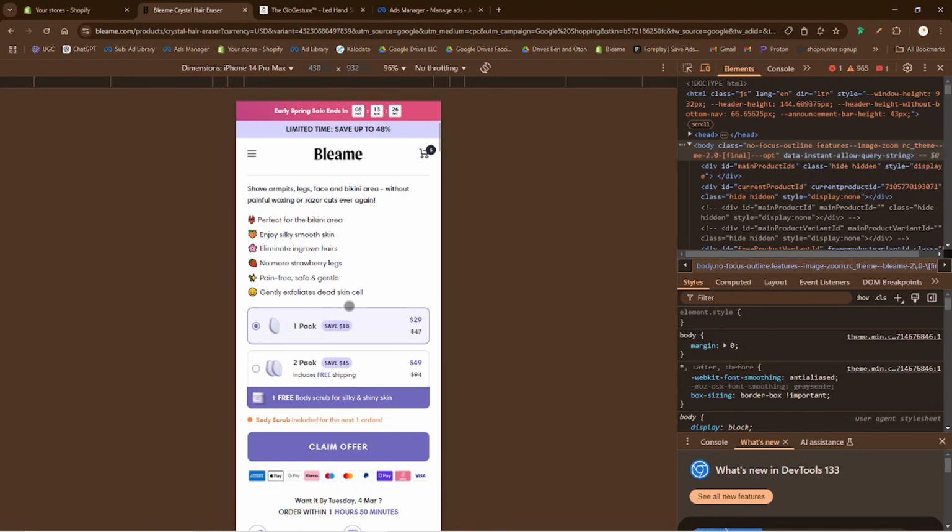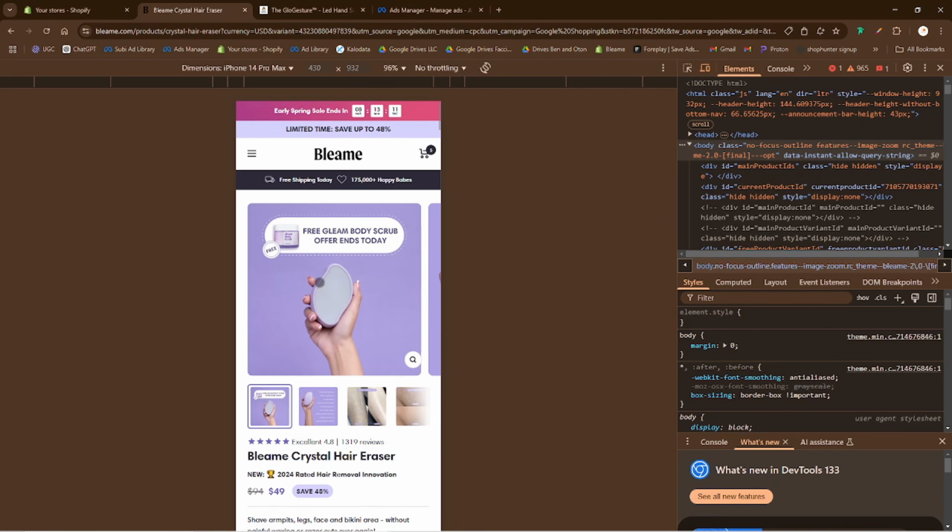If we scroll down to actually being able to buy this, Bleem is pushing their AOV, average order value, by including this 2-pack that has the buy X get Y. If you buy 2, you get the free body scrub, and that's what they're promoting here. By the way, this offer has been here for years. All of this is time sensitive, and they are trying to push you to buy.